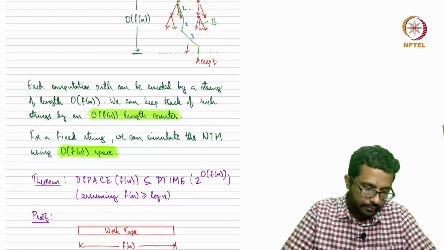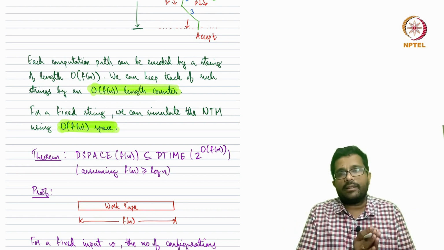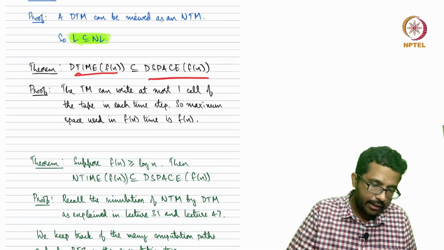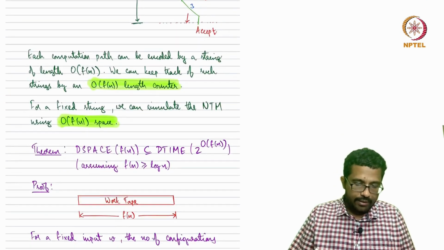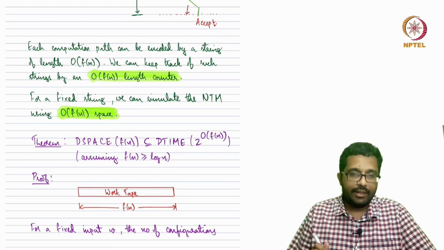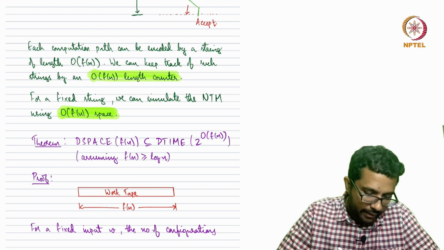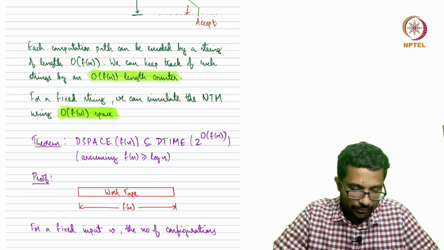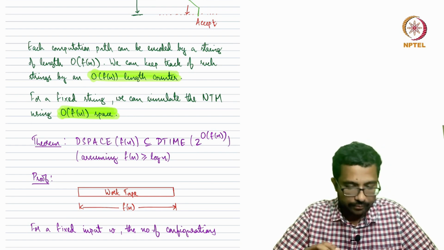Next thing, we change the roles. So far, the two things we have said are DTIME simulated in DSPACE and NTIME simulated in DSPACE. Now let's see how much time it takes to simulate a space bounded machine. Suppose we have a DSPACE machine that runs in O(f(n)) space, and how much time does it take to simulate? What we say is that it takes 2 power O(f(n)) time.